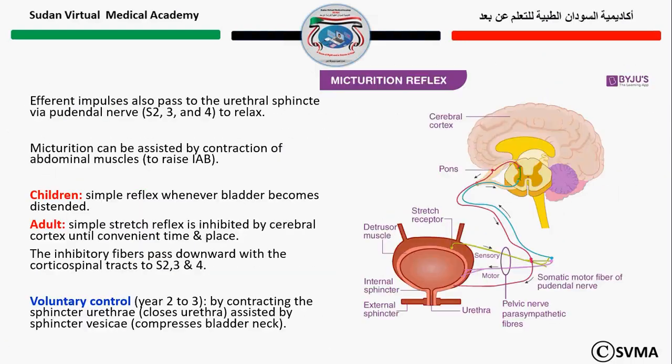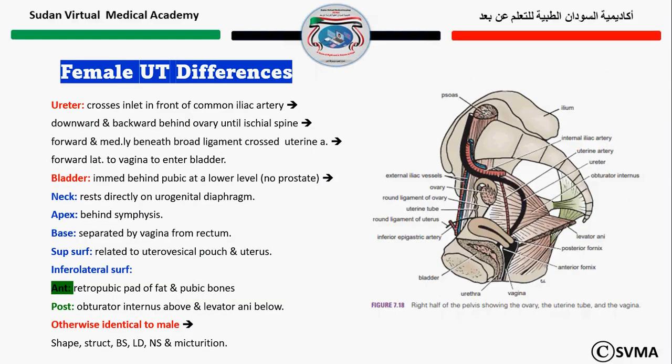We come to the differences. We said because of the presence of the reproductive systems, they are different between males and females, and there are slight differences in the urinary system as well, because the urinary system is very close to the reproductive system.